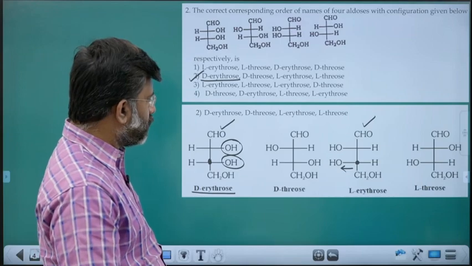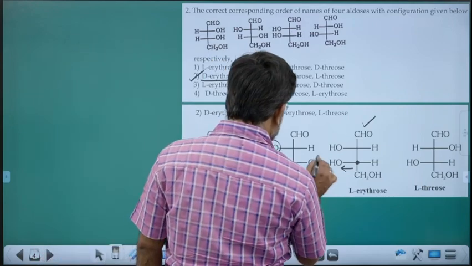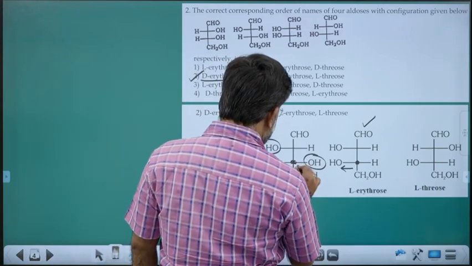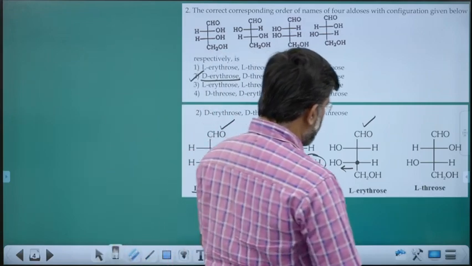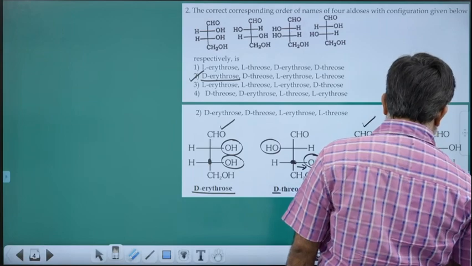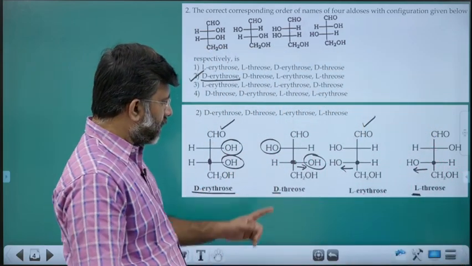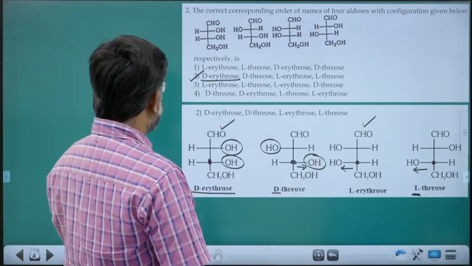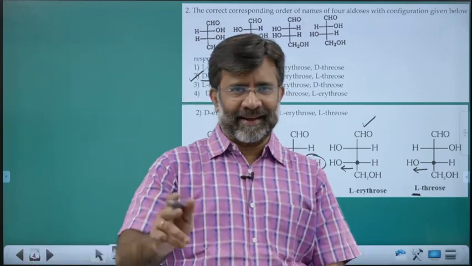They are enantiomers. Now, OH on the opposite side is called threose. And once again, on this carbon, coming to the right-hand side is the D configuration. On the same carbon, coming to the left-hand side is the L configuration. So it is D-erythrose, D-threose, L-erythrose, L-threose. That is the answer, second choice. Right? Next one.